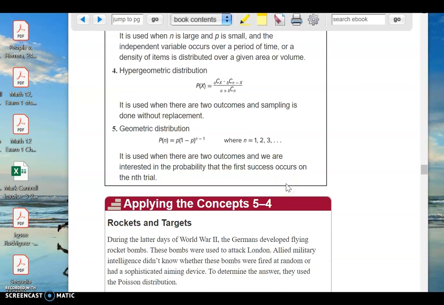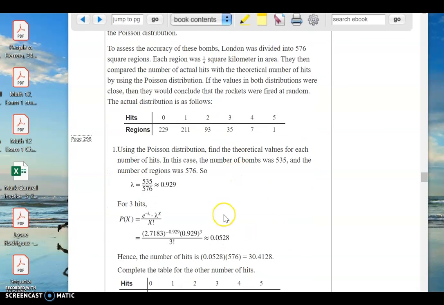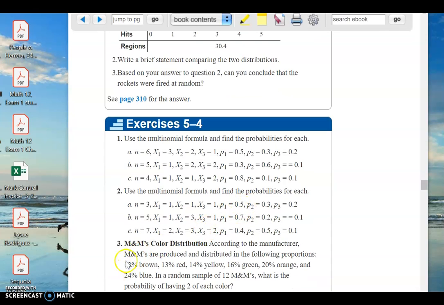Okay. All right. As always, I recommend looking at the applying the concepts. I recommend looking at the exercises. The homework is the chapter quiz.